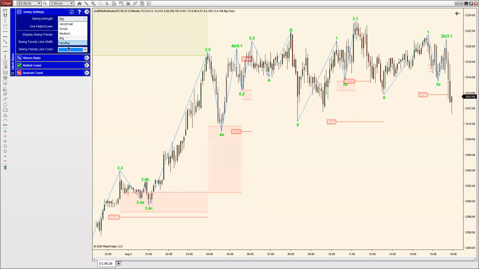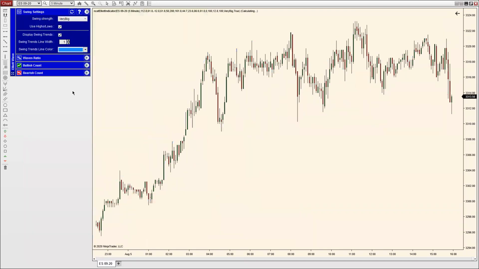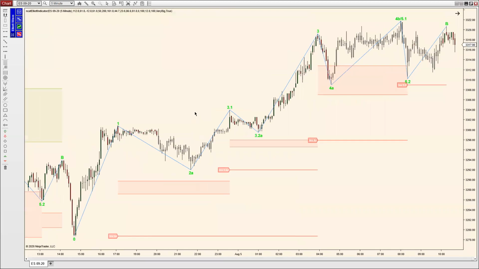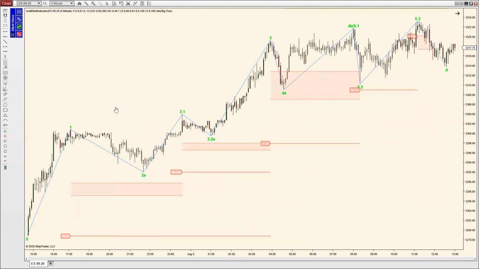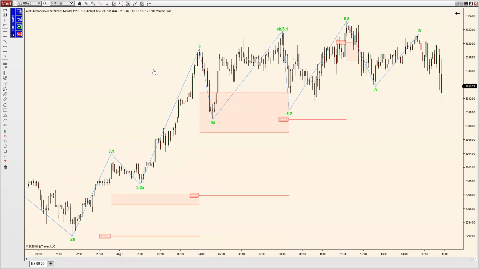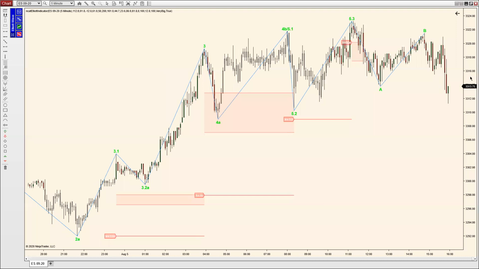Sometimes you can put this to very big, and it'll update the count here. If you're on a smaller time frame, looking for bigger swing points, it looks much cleaner, as you can see here. Much cleaner. And you can see that we've got an ABC correction currently going on, at least on a 5-minute.